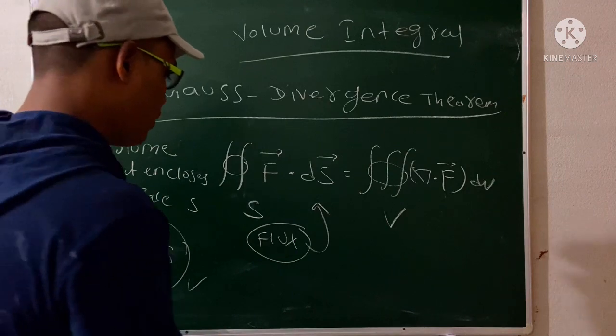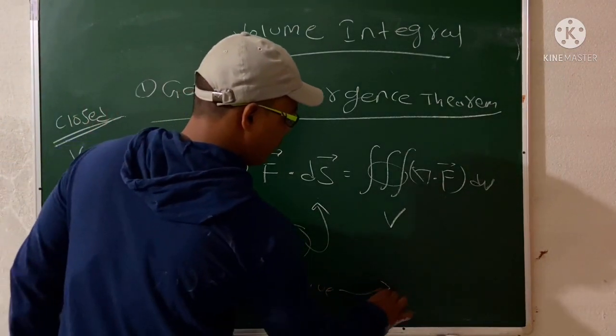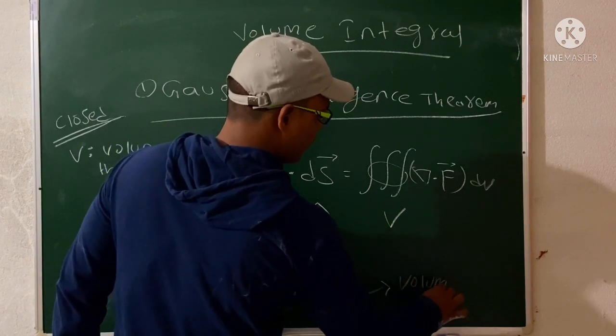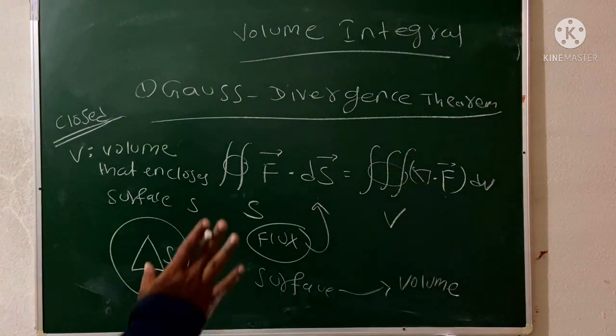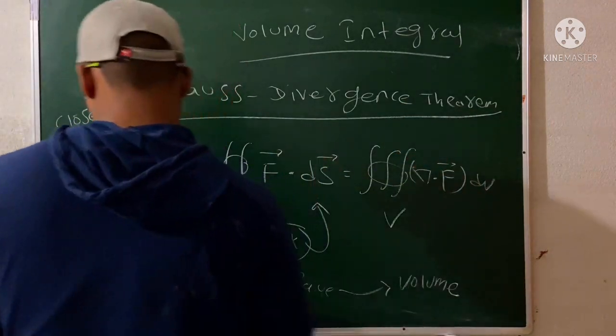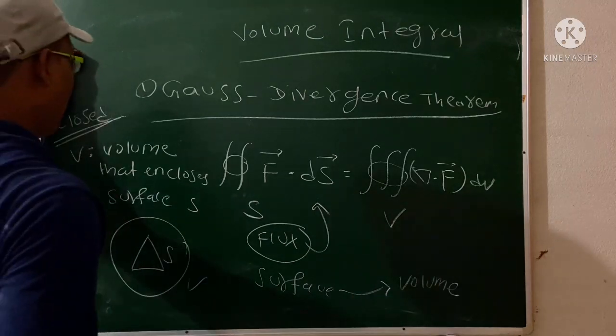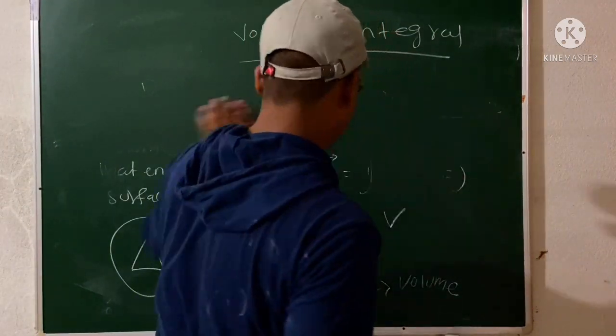So this is the transformation of surface integral to volume integral. This is the first theorem, the Gauss divergence theorem. It changes the surface integral to volume integral. Okay, so now we'll go to the second theorem. What is the second theorem?